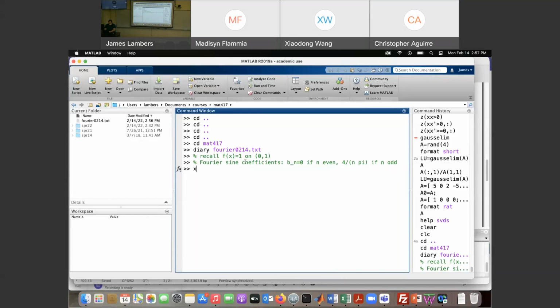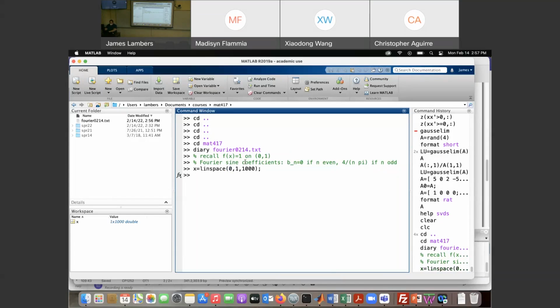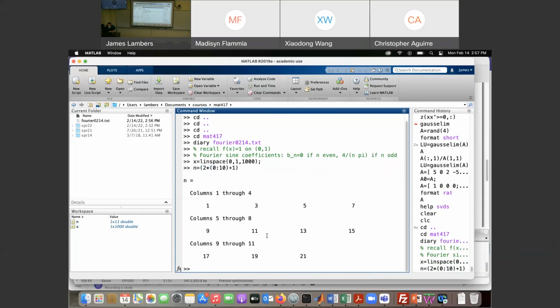All right, so I'm going to find a vector of values, say 1,000 values between 0 and 1. Then a sequence of odd integers. Okay, so I'll try, let's say 10 terms, or okay, 11 terms. So here we have the odd integers from 1 up to 21.